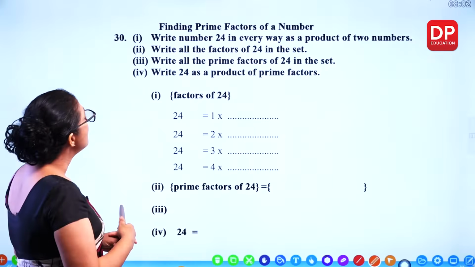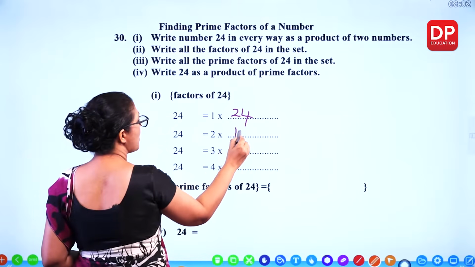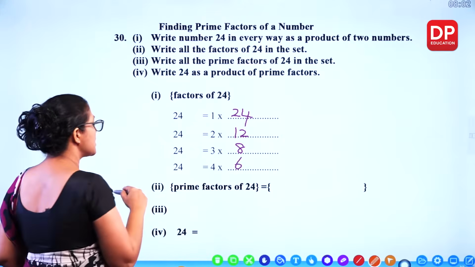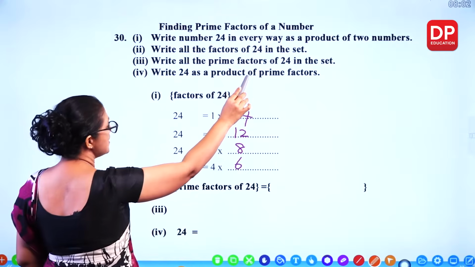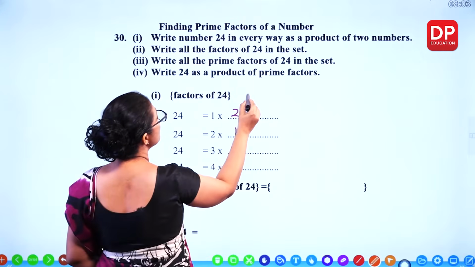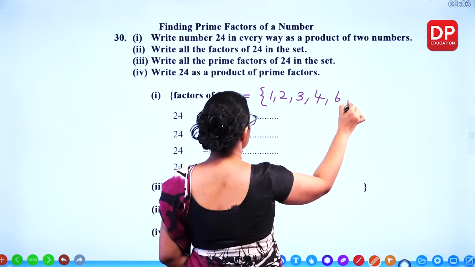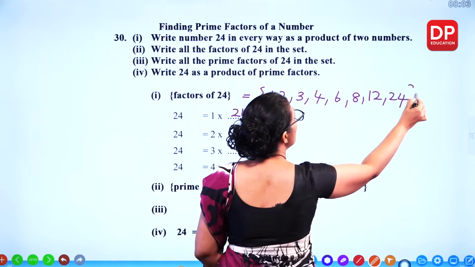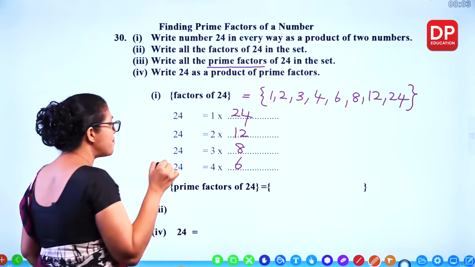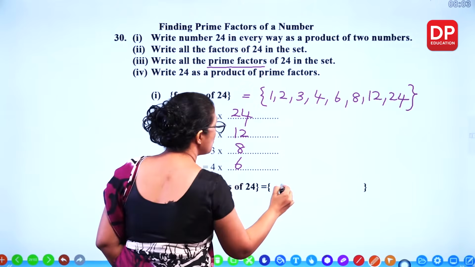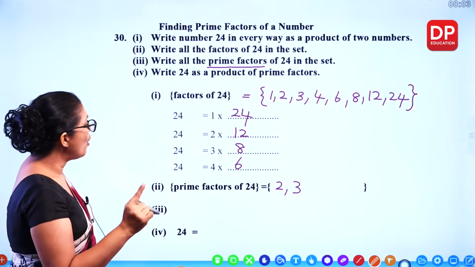Finding prime factors of a number. Write the number 24 in every way as a product of two numbers. 1 times 24. 2 times 12. 3 times 8. 4 times 6. So what are the prime factors out of these? So write all the factors here. The factors of 24 are 1, 2, 3, 4, 6, 8, 12, 24. Out of these factors, what are the prime numbers? 2, 3, that's all. So the prime factors of 24 are 2 and 3.